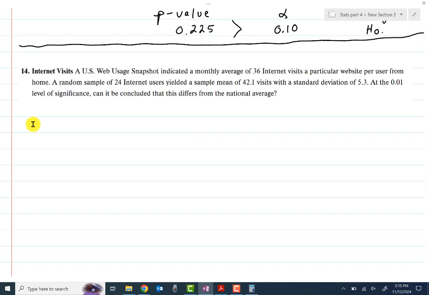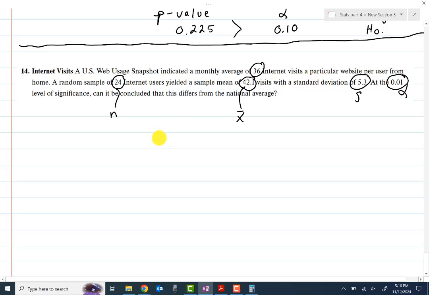Okay, here we have information about internet visits or sites that they visit. We're concerning 36 internet sites a month average, it looks like. A random sample of 24, that's going to be our n. A sample mean of 42.1, there's our x bar. And a sample standard deviation of 5.3, that's s. And here is alpha.